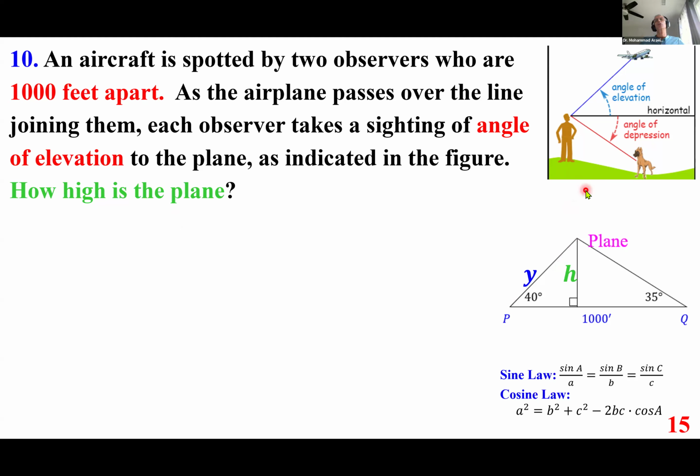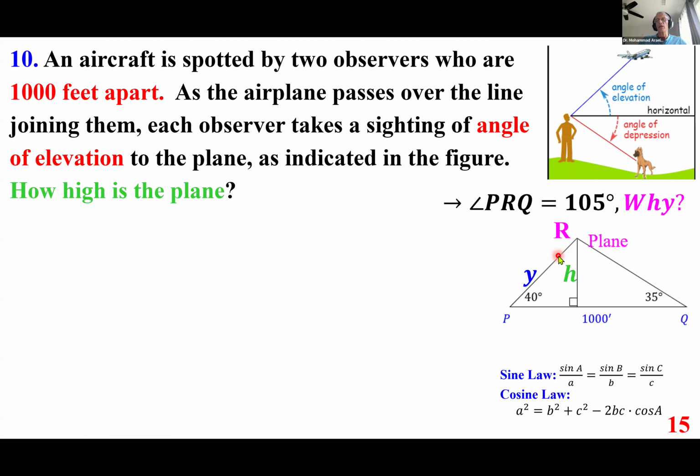This side, we're going to call it y, and we are going to go with the sine law, sine A over A, sine B over B, sine C over C. If this is 40, this is 35. First of all, each one, we can calculate. This is 90 degrees. This is 90 minus 35. This is 90 minus 40. And this is 180 minus the sum of those two. Just add up those two.